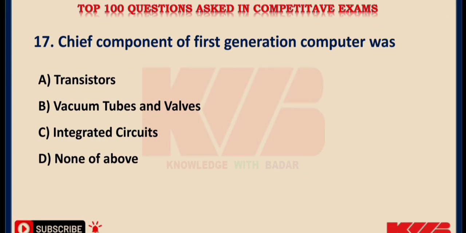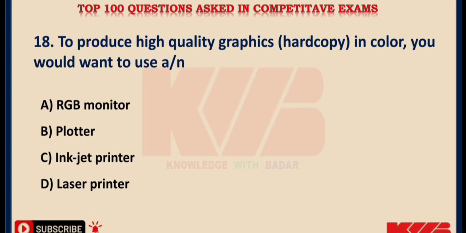Next question. Chief component of a first generation computer was transistors, vacuum tubes and valves, integrated circuits, none of the above. Yes, vacuum tubes and valves. Question number 18. To produce high quality graphics, hard copy in color, you would want to use RGB print monitor, plotter, inkjet printer, or the laser printer. And the correct answer is plotter.